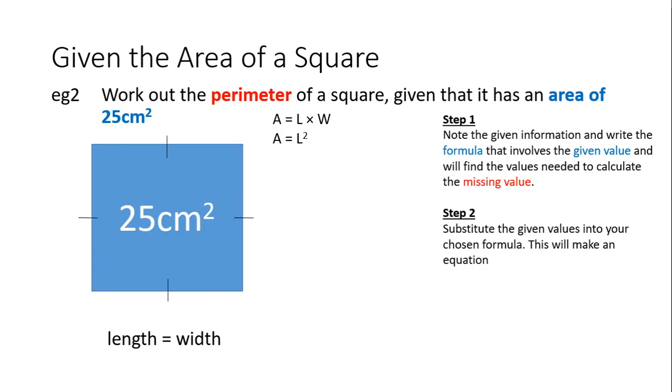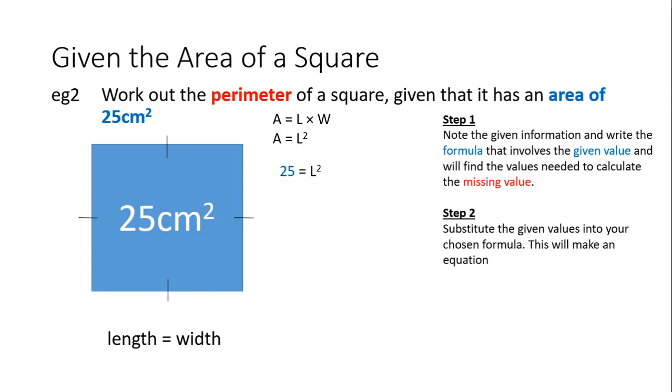Step 2, substitute the given values into your chosen formula. So this is going to make an equation. Right now, with the formula like this, I can't figure out what L is, but since I know what A is, I can say that 25 is equal to L squared. And that can be rearranged to get the L on its own, and then I'll know what the length is.